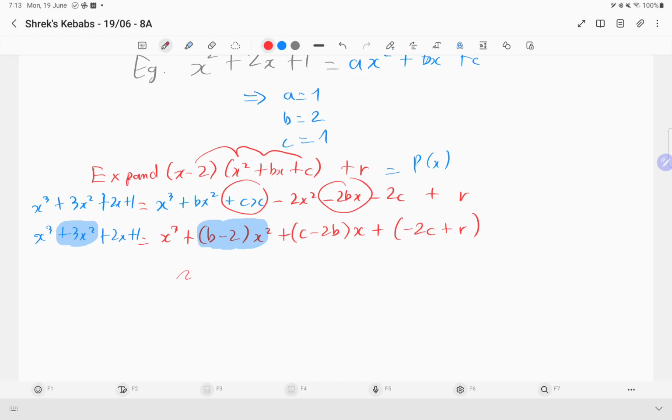B is equal to 5. Yes, but you're skipping too many steps. First, you equate the two coefficients, right? So b minus 2x squared equals 3x squared. So b minus 2 must be equal to 3. Move the 2 over. 5 equals b. Okay? Now, what can you tell me about the next two terms here?